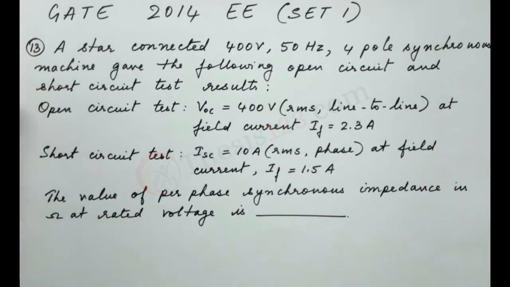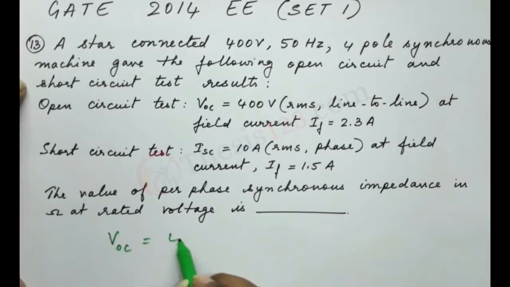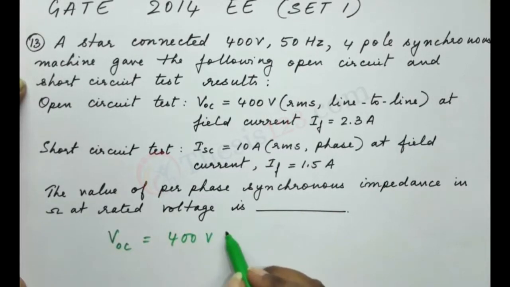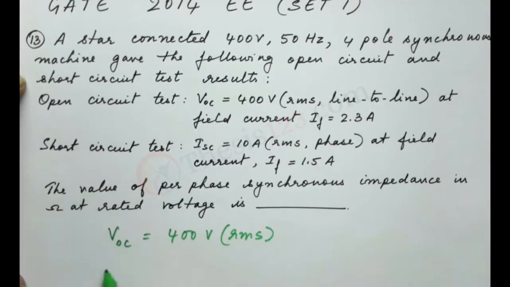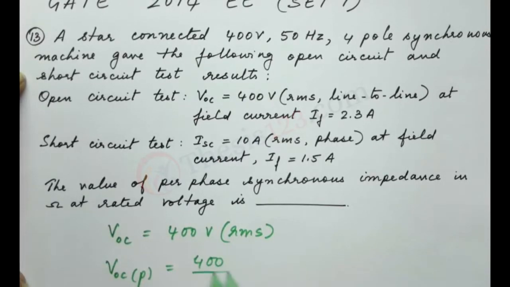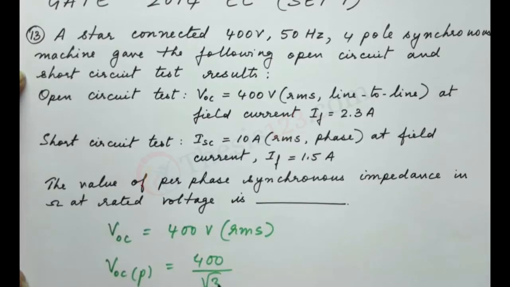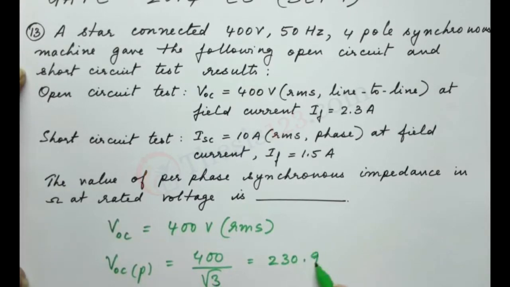So the first step here is to calculate what the phase value of this voltage would be. If VOC is given as 400 volts RMS line to line, then the VOC phase value is 400 divided by root 3. Now 400 divided by root 3 gives us a value of 230.94 volts. Okay? So now we have the voltage in terms of phase value.